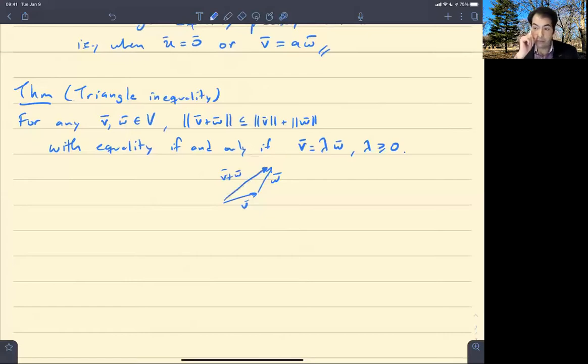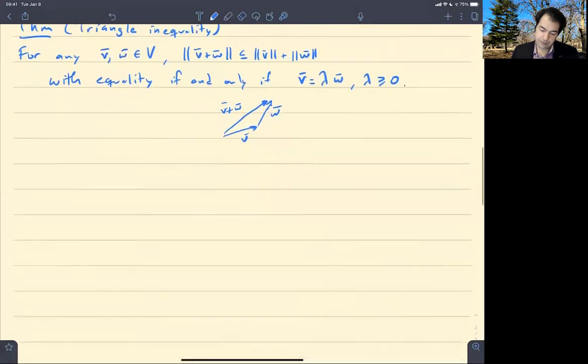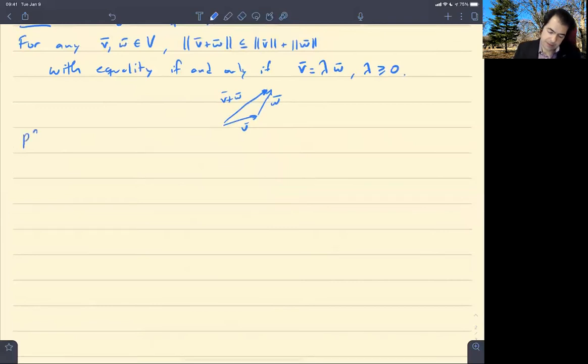Okay, so that's the picture. The proof, you'll see, follows immediately from Cauchy-Schwarz. So let's prove this. Let's start with the left-hand side squared, just to avoid writing a lot of square roots.